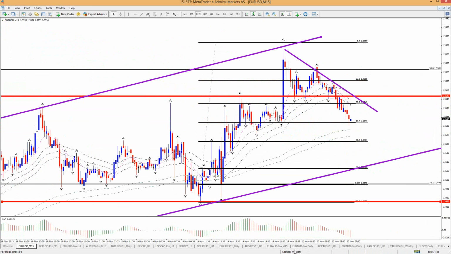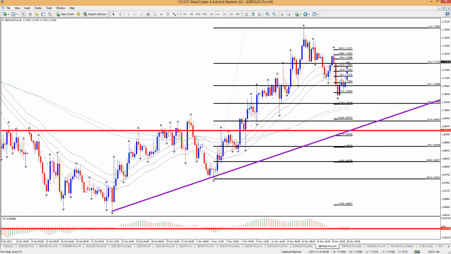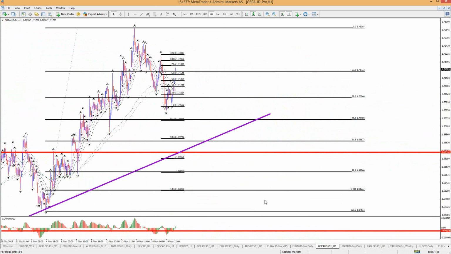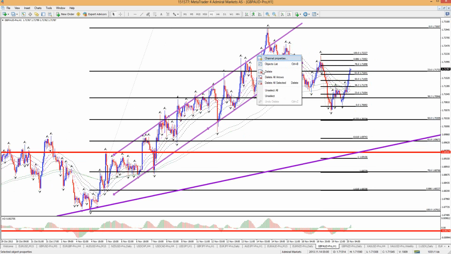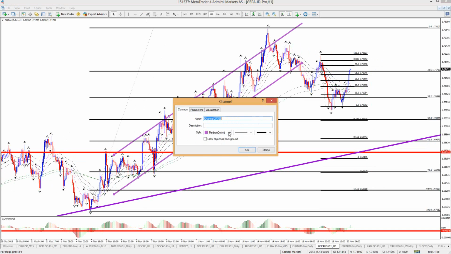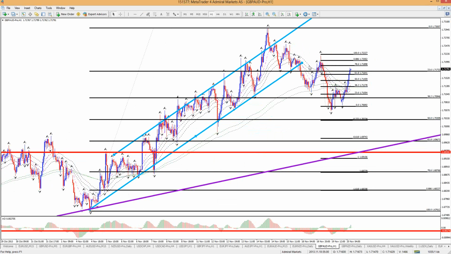Good. Pound dollar from the 1-hour perspective had a great uptrend channel like this. Let me change the color a bit. Very, very nicely built. But price broke out of that uptrend channel, right? Very nice uptrend channel. Broke out of it, hooked back to it, and fell.